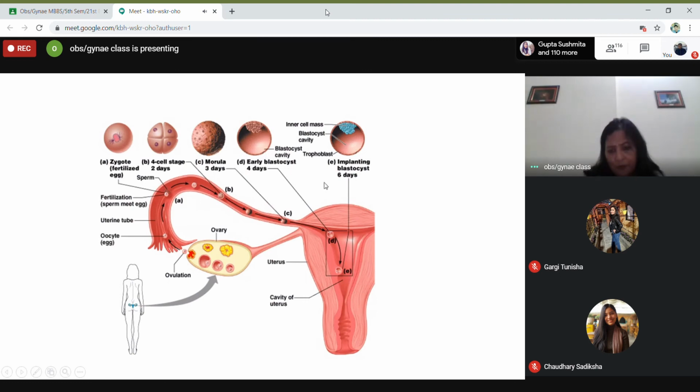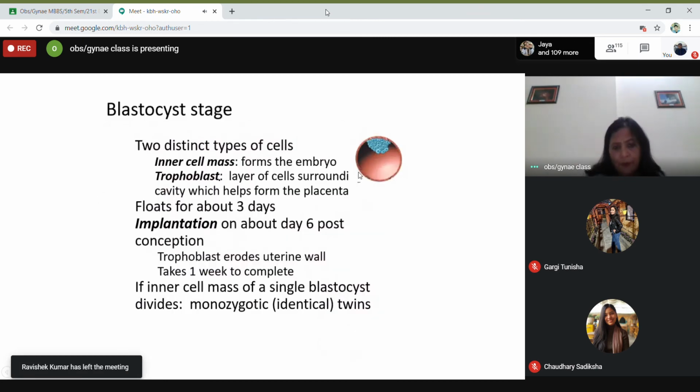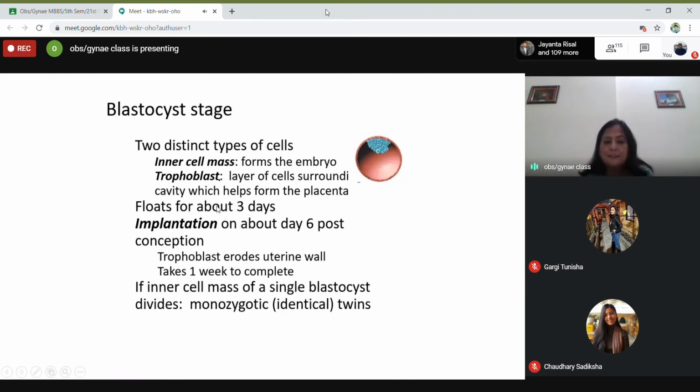forms. And after that, when the blastocyst is ready for implantation, there will be the process of implantation. So the blastocyst contains 2 distinct types of cell, that is the inner cell mass and the trophoblast. This inner cell mass forms the embryo, and these trophoblast cells surrounding the cavity help to form the placenta.